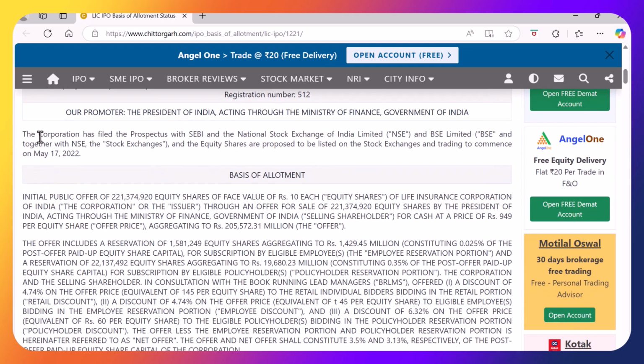Okay, just read this. The corporation has filed the prospectus with SEBI and the National Stock Exchange of India Limited and BSE Limited. And the equity shares are proposed to be listed on the stock exchanges and trading to commence on May 17, 2022. Okay, just hold on.